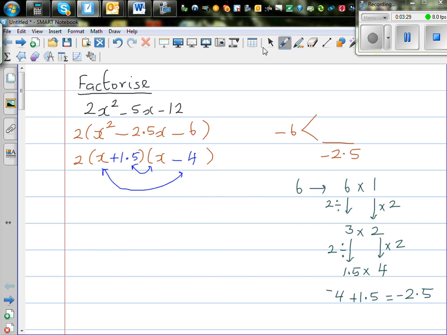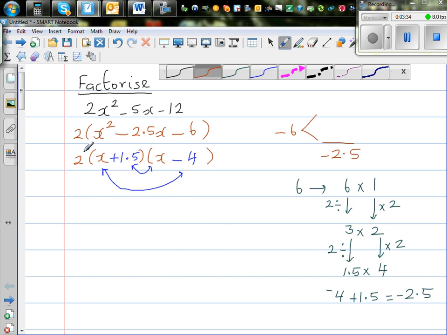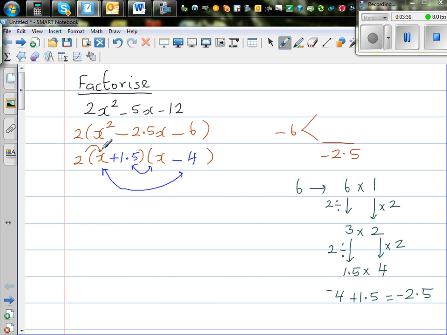But we will bring this 2 inside. So I'm going to factor in. First I factored out, now I'm going to factor in this bracket. You don't have to multiply in both the brackets. So this 2 times x is 2x and 2 times 1.5 is 3 times x minus 4.